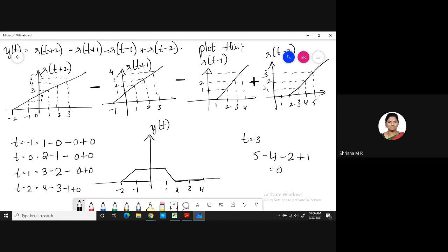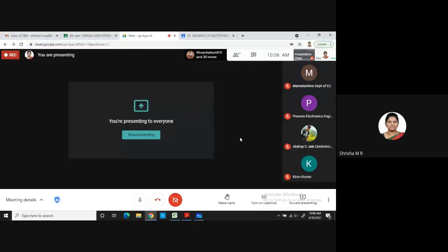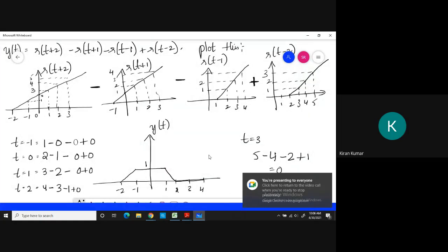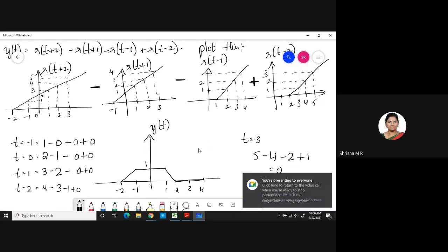It will continue. Got it? After t is equal to 2, it will continue to be 0 only. Got it, everyone? Followed? Is it clear? I'll teach you an easy method also next, with the same problem. Is it clear, everyone? Okay, we'll continue with the next problem.